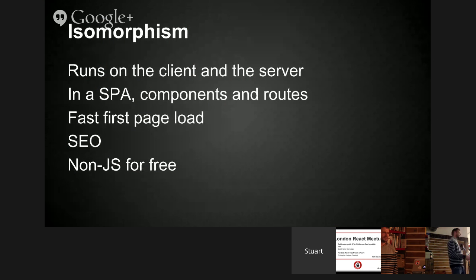And the best thing about it is that using cursors over immutable data actually makes the whole thing quite magical and quite fun. So what is isomorphism? Stuff that runs on the client and server. I think it's a misappropriated word. I don't think the Oxford English Dictionary mentions anything about clients or servers for isomorphism, but it's a word that we've appropriated for this sort of thing. And in the sense of single page applications, it's mostly just components and routes.